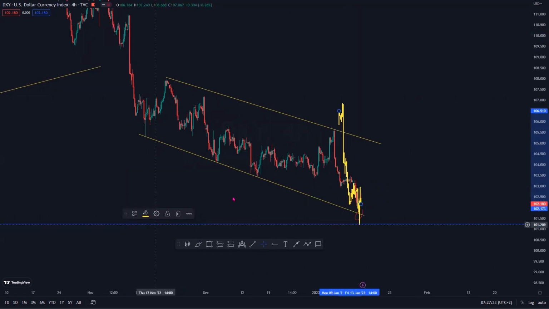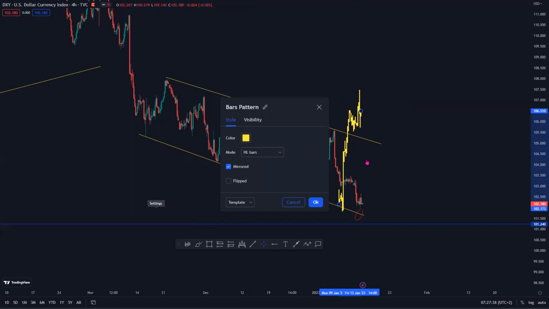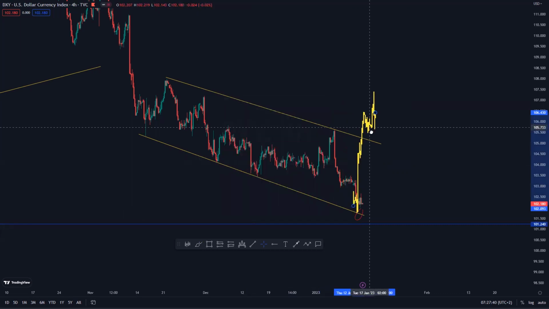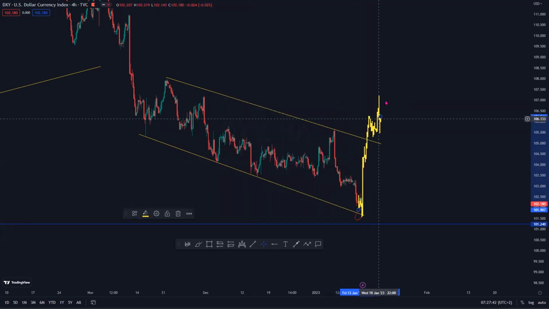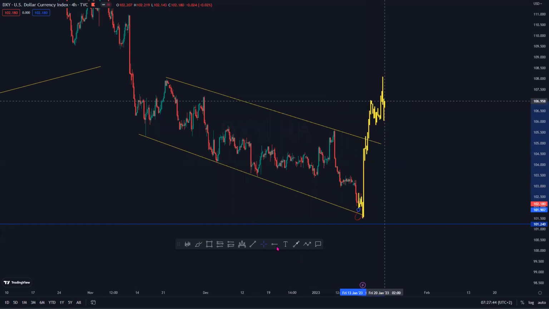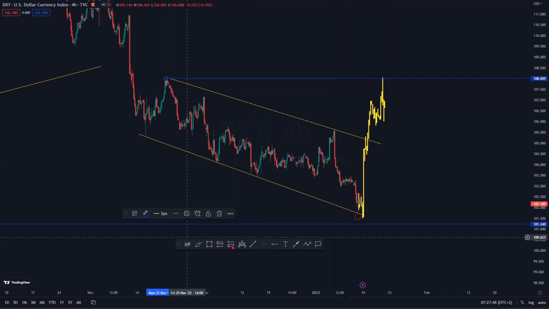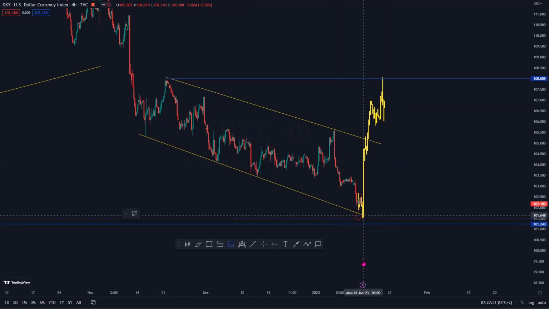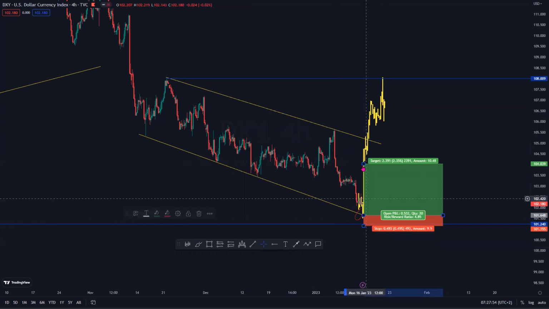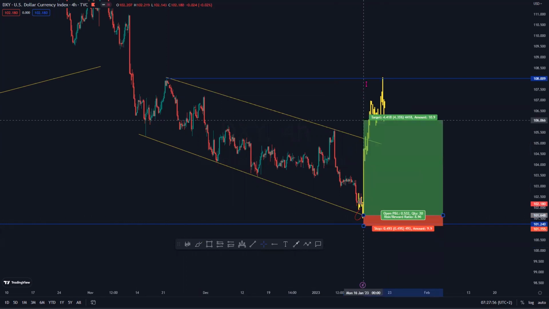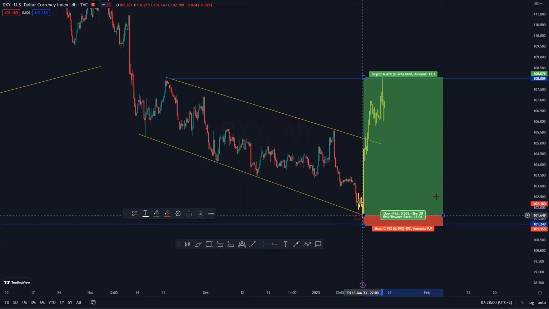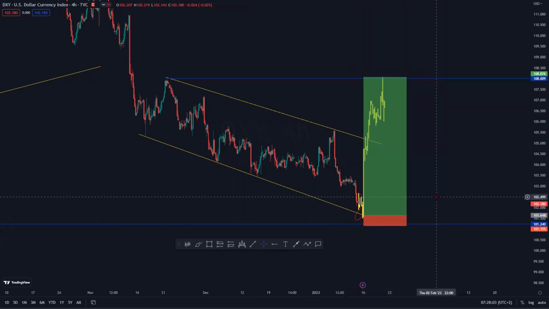So this will be our 90% rule. For DXY, there's no need for me to go to our lower time frame, 1 hour. So for now, we are good.